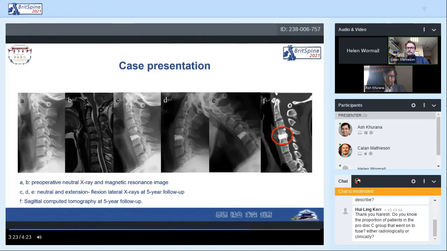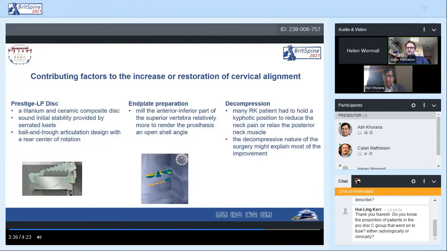mild lordosis after CDA, but at 5-year follow-up, the segmental ROM at surgical level nearly vanished with a grade 4 HO being noticed. We speculated the design of Prestige LP discs and the plate preparation and sufficient decompression were the contributing factors to the increase or restoration of cervical alignment.